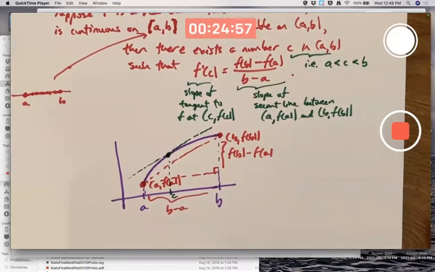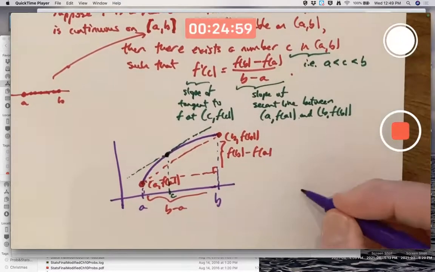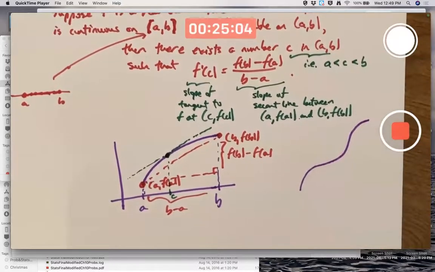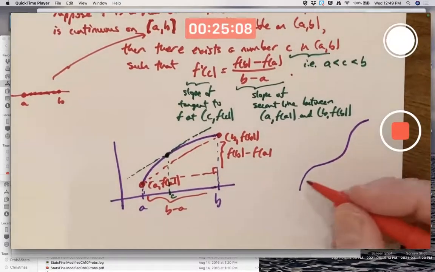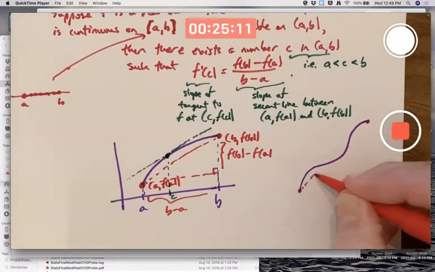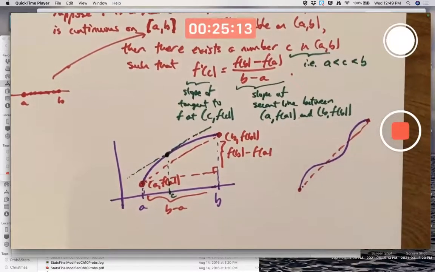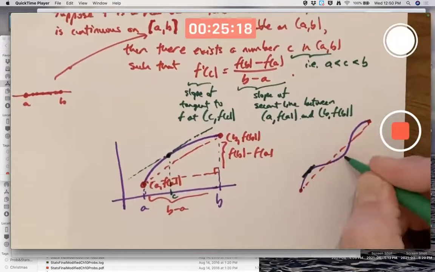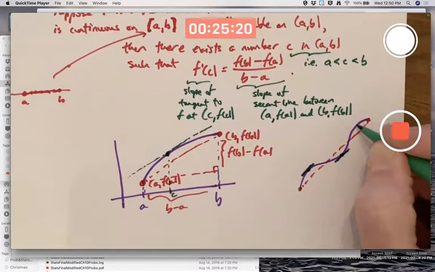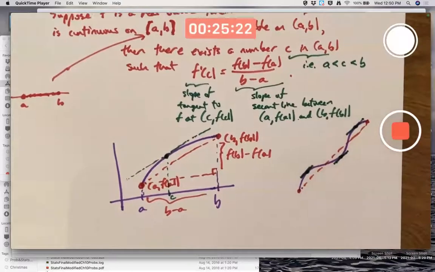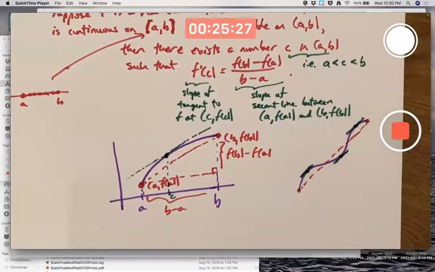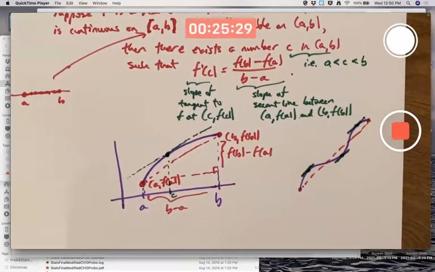There can be more than one value of c that works. If your graph looks maybe more like this, then there'd be more than one value of c that works. But there's at least one value of c. In this case, there's more than one. There's three tangent lines that are parallel to this one. One right about here, one right about here, and one right about here. So there can be more than one value of c, but again, the theorem guarantees at least one. There won't be zero values of c that work.